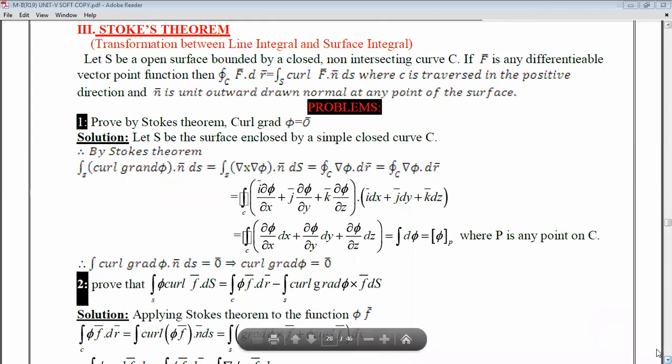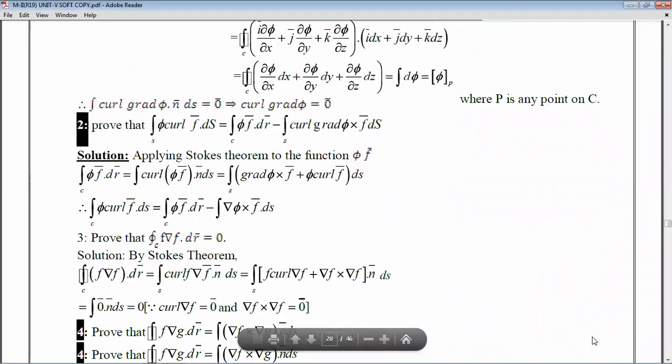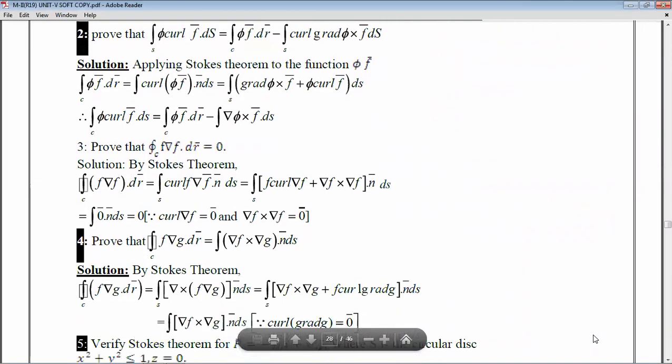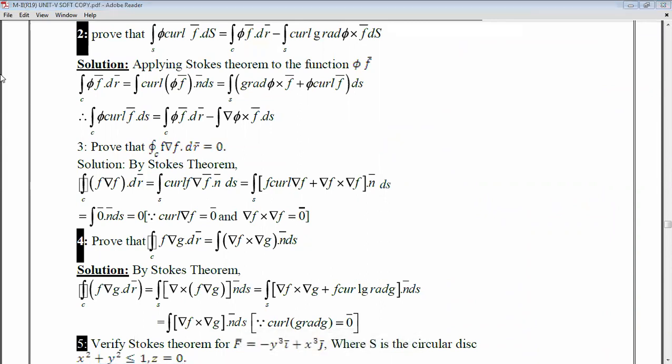Prove that the integral of phi curl f bar ds is equal to the integral of phi f dot dr minus the integral of curl grad phi cross f ds. So by applying Stokes theorem to the function, here we are taking the function as phi f bar.